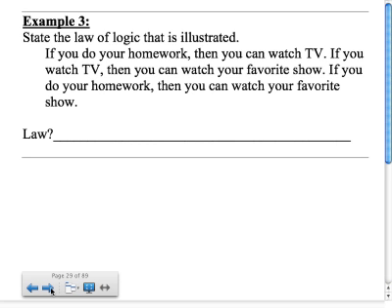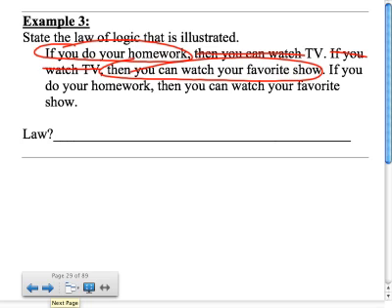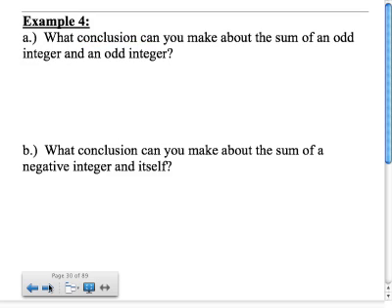All right. State the law of logic that is illustrated. If you do your homework, then you can watch TV. If you watch TV, then you can watch your favorite show. If you do your homework, then you can watch your favorite show. So in other words, what they've done is they've taken the fact that you can watch TV if you do your homework, and so what you can conclude is that if you do your homework, then you can watch your favorite show. That is the law of syllogism. And these are just laws of logic, things that make sense.